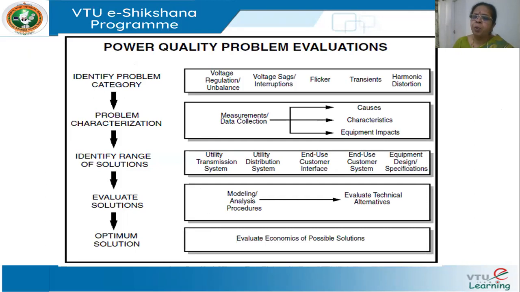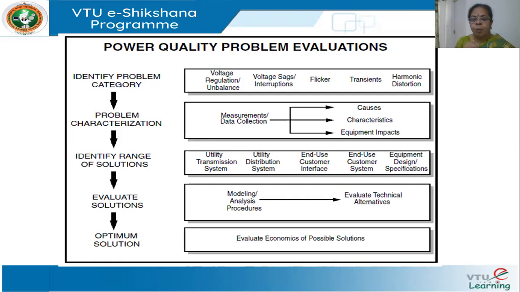First of all, for any problem, you have to know what the problem is. Not only power quality, any problem we want to solve, I have to first define what the problem is. Is it a problem of the voltage magnitude, which is reflected in terms of regulation? Is the magnitude higher than what I want? Is it lower? Is there a sag? Sag, the word itself tells you, has it fallen down? Is there an interruption? That means I'm not getting supply. Is there a flicker? I spoke about flicker in the last class.